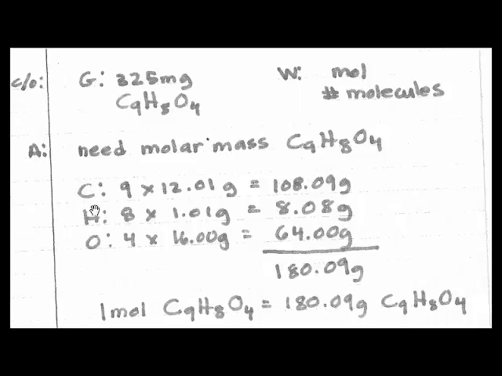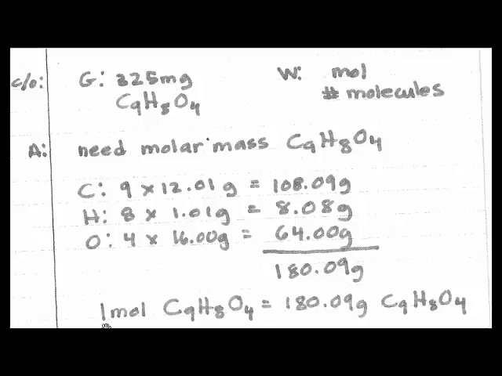So to calculate the molar mass, I know that I have 9 carbons in 1 mole of aspirin, so I multiply 9 by the molar mass of carbon, 12.01 grams, to get 108.09 grams. In 1 mole of aspirin, there are 8 moles of hydrogen, so I multiply 8 by 1.01 grams of hydrogen to get 8.08 grams. And in 1 mole of aspirin, there are 4 moles of oxygen. So 4 multiplied by the molar mass of oxygen of 16 grams is 64.00 grams. When I sum these together, I get 180.09.